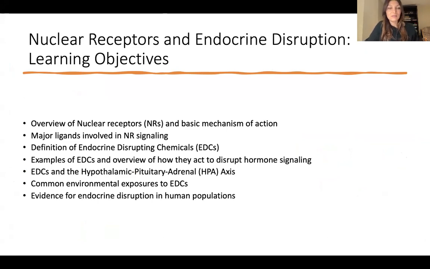So just some learning objectives before we start. We'll talk a little bit about nuclear receptors and their basic mechanism of action, major ligands that are involved in nuclear receptor signaling, some definitions, so the definition of endocrine disrupting chemicals, and an overview of how they act to disrupt hormone signaling. We'll also talk a little bit about how endocrine disruptors impact the HPA axis or main stress pathway, some common environmental exposures to EDCs, and some evidence for how they disrupt our health.